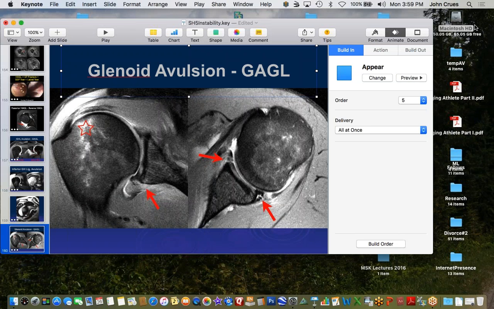I'll give a little pearl here. There are 150 different operations that are done for the shoulder in terms of dislocations. Yeah, which means that no one of them is terrific, right? That's probably where I'm getting at.